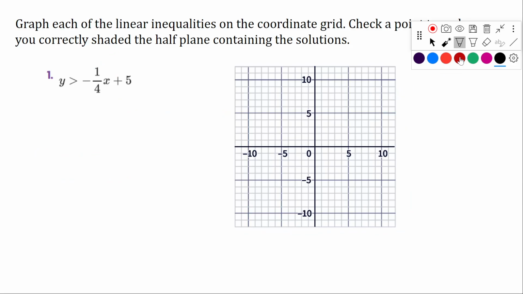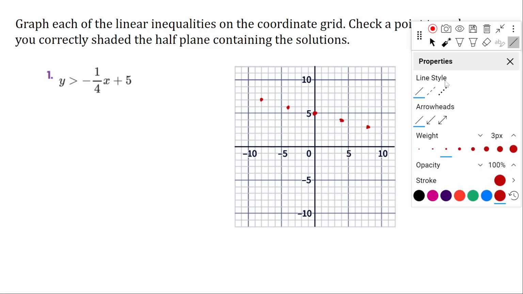So here's another example where we are going to graph our line starting with the y-intercept of 5. We have a slope of negative 1/4, so that's either down 1 to the right 4, or we could have gone up 1 to the left 4. The other thing we want to notice is this is only greater than. There's no equal to. That means the points on our line are not going to be included, so we need to have a dashed line.